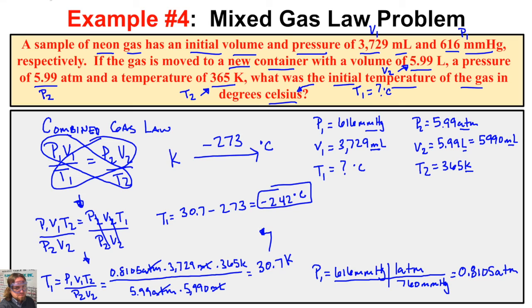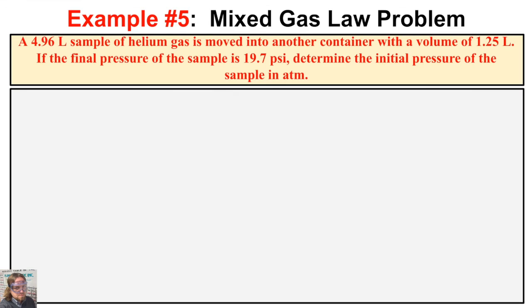Let's take a look at one final problem. In this final example, it says a 4.96 liter sample of helium gas is moved into another container with a volume of 1.25 liters. If the final pressure of the sample is 19.7 psi, then we need to determine the initial pressure of the sample in atmospheres.